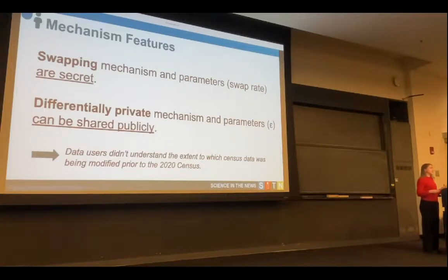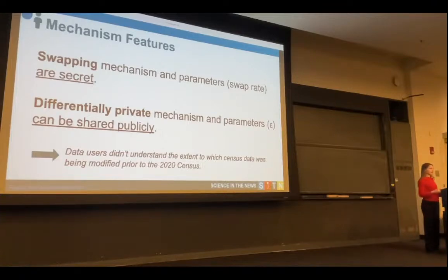So though we were able to use census publications after 2020 to grasp what we talked about with swapping in the previous slides, we still don't know the exact swap rates that they use or the exact line-by-line implementation of their swapping mechanism. Differential privacy represents the first time that one of these mechanisms could be shared publicly and have the parameters shared publicly as well. So we know the Census Bureau's TDA mechanism, the differentially private mechanism, and we also know the parameters, epsilons, that they investigated.